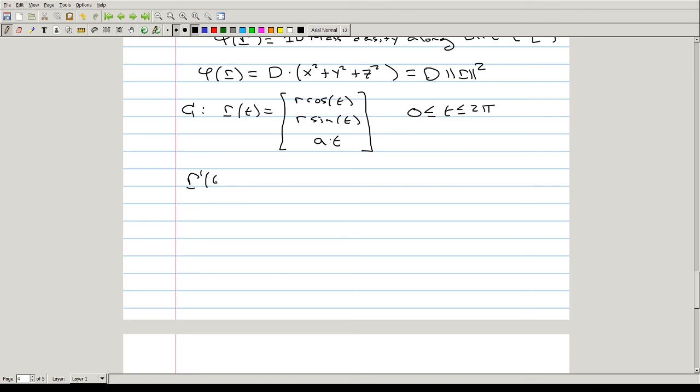And we remember for the helix, it was a relatively nice result that we got. This is going to be negative r sine of t, r cosine of t, and the third component is just a. And so the magnitude of r prime of t becomes the square root of this squared plus this squared plus this squared. I'll let you go through the simplification again if you don't remember, but this ends up simplifying to just the square root of r squared plus a squared. So very nice, because this is constant.